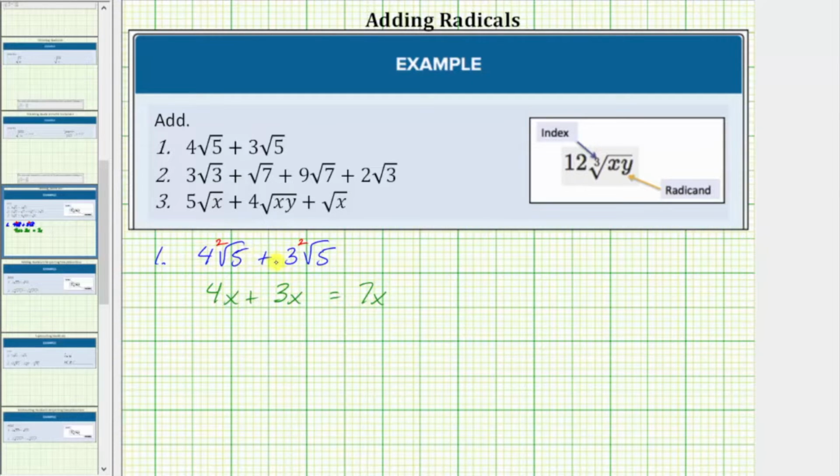So 4 square root 5 plus 3 square root 5 equals 7 square root 5. We obtained the 7 by adding the 4 and the 3, and the square root of 5 remained exactly the same.